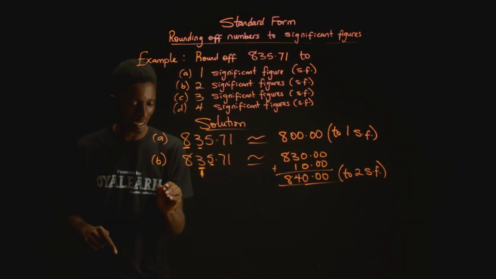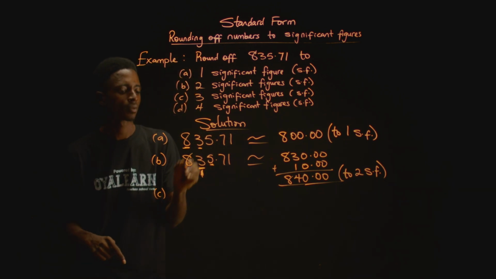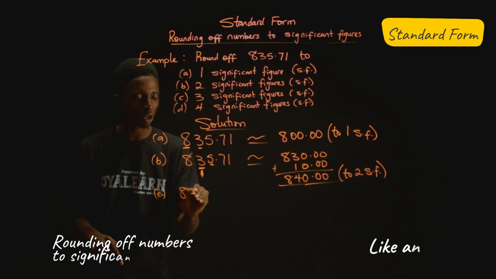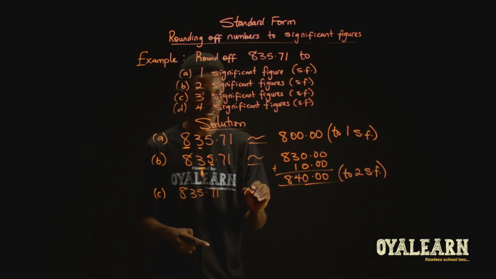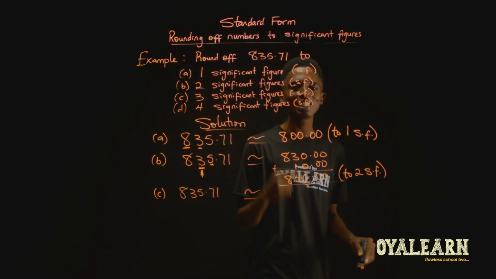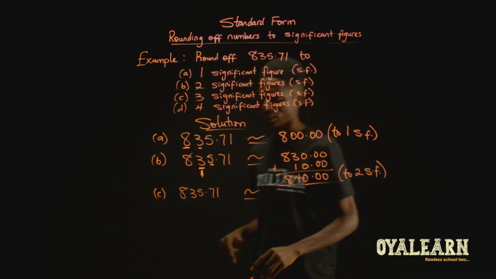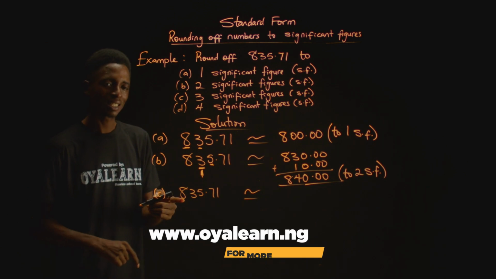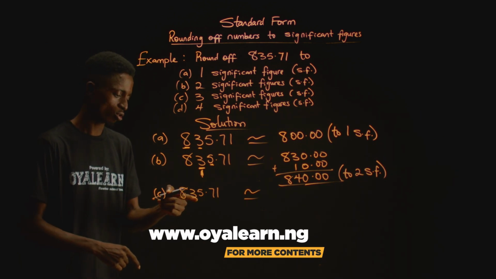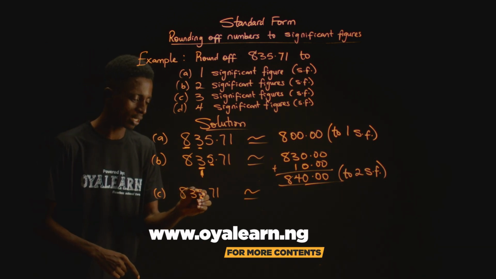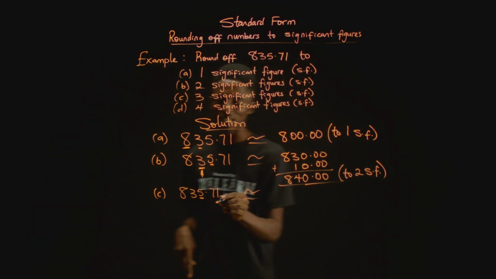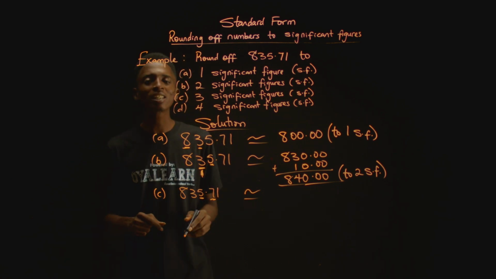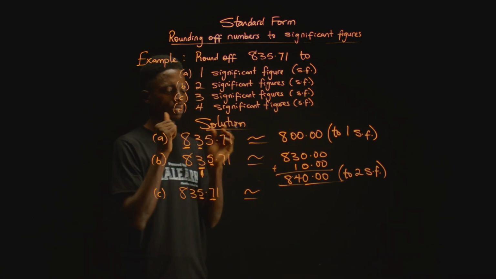Now for three significant figures. C. We are rounding off the same 835.71 to three significant figures this time. So let's identify the digit that is in our rounding off point. So this is first non-zero, so 1, 2, 3. That is, we are looking at digit 5. Now the next digit after 5 is 7. So at this point we would round up.